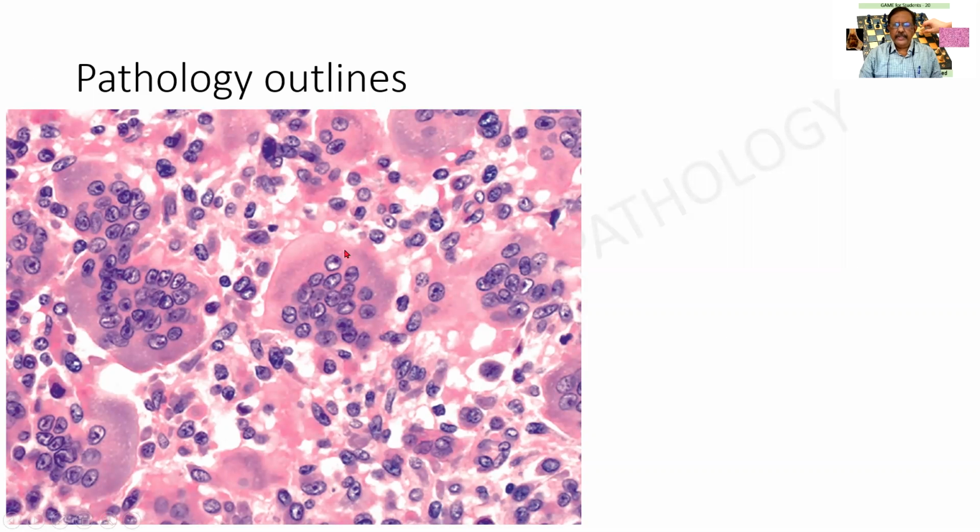This is another picture taken from pathology outlines. Very clear, you can draw it in your records. And I am finding a large cell with multiple nuclei, another cell. In fact, they are spread throughout the section, and these smaller round to ovoid cells are the tumor cells.